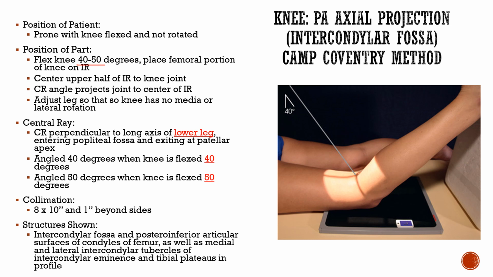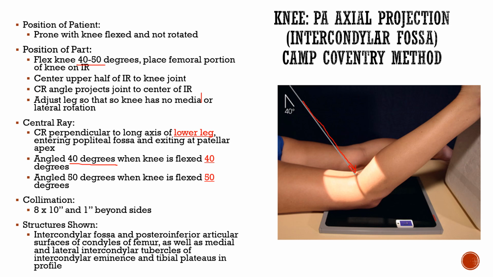We want to adjust the legs so that the knee has no medial or lateral rotation. So the central ray is going to be perpendicular to the long axis of the lower leg as it was in the previous image. If we angle the X-ray tube 40 degrees caudad, the knee is going to be flexed 40 degrees, and we're going to angle the beam 50 degrees when the knee is flexed 50 degrees.